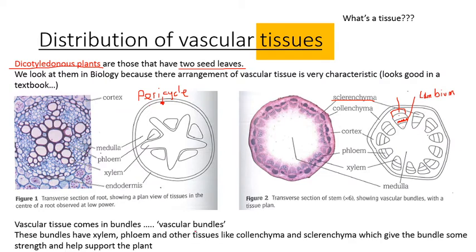So there's vascular tissues. We do call them vascular bundles. They are always bundled together. Xylem, phloem, the meristematic tissue always there as well. But then you've got other tissues like collenchyma and sclerenchyma, and they give the bundle strength to help support the plant, especially a young plant, which needs that extra bit of strength and support.